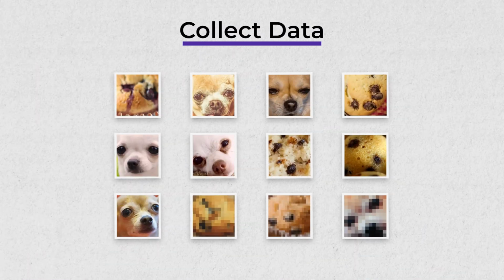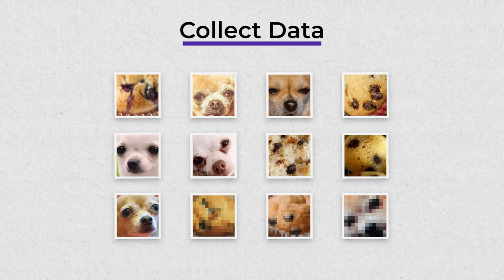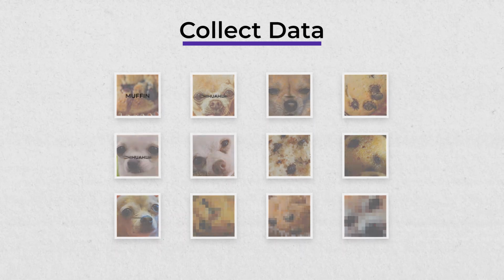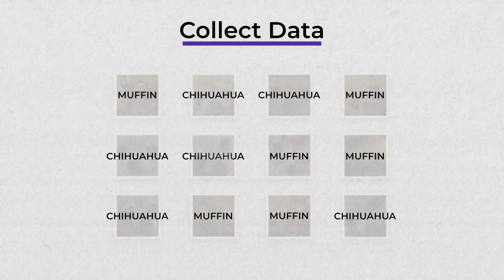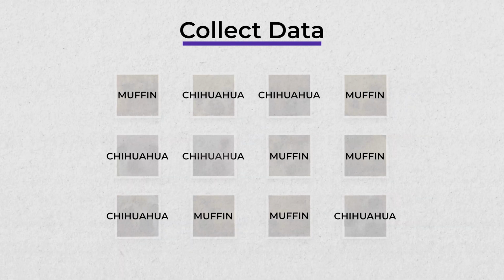During the first step, you're going to collect a lot of data. In our case, it will consist of photos of muffins and chihuahuas. Our dataset now contains all these photos, and we're going to assign a tag to each one. This tag tells the algorithm whether the photo is of a muffin or a chihuahua.